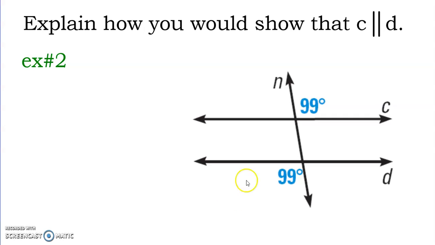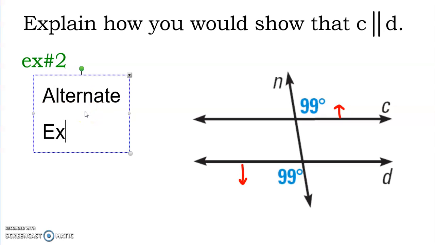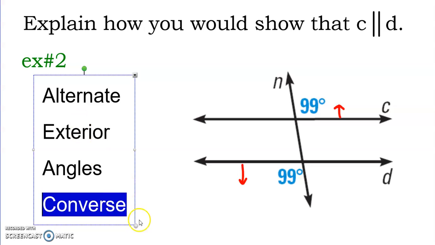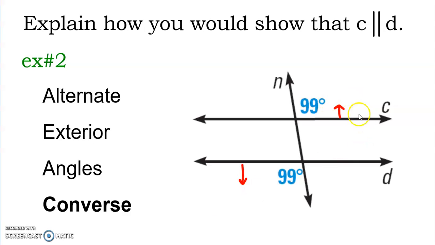So here we have two angles on the outside of lines C and D. So those are exterior angles and they're on opposite sides of the transversal. So these are alternate exterior angles. And because they're congruent, we can say by the alternate exterior angles converse that line C is parallel to line D. The converse is what tells us that, and that's what we were trying to show.